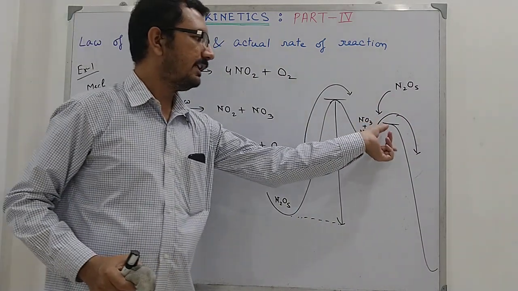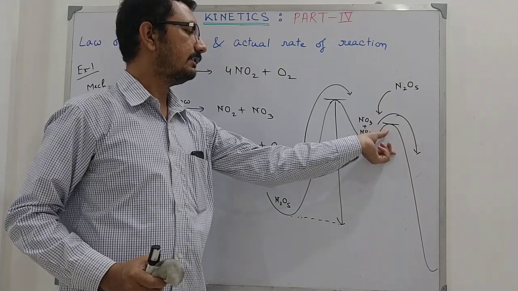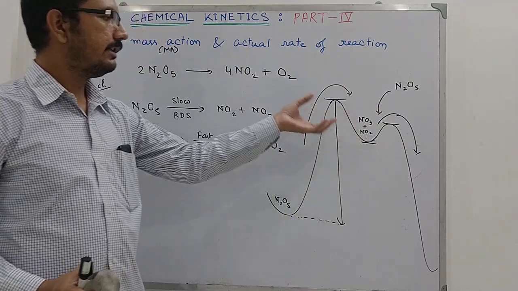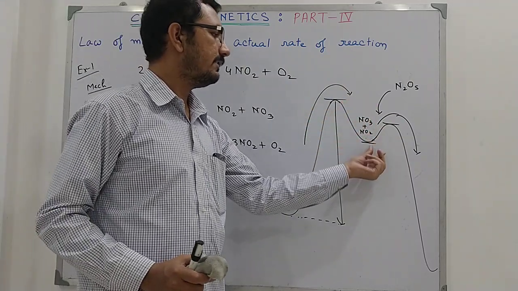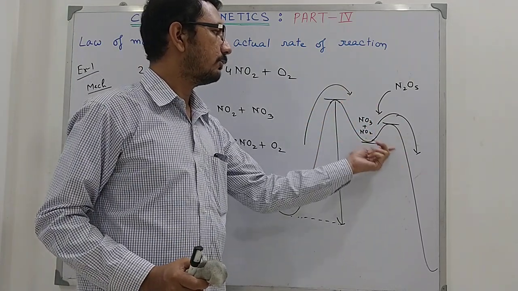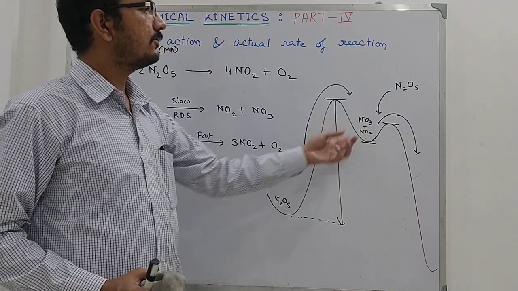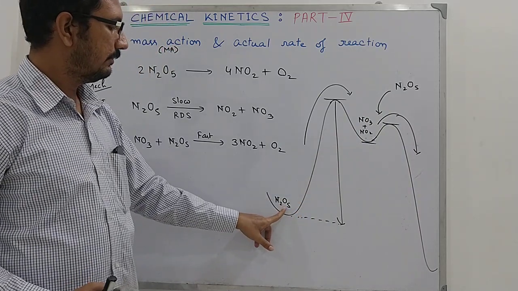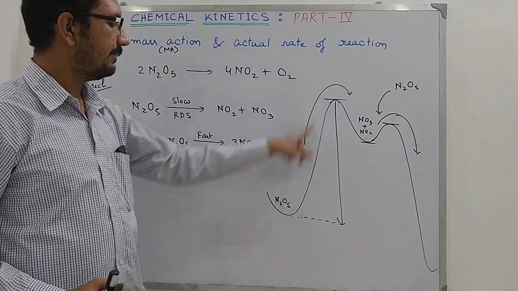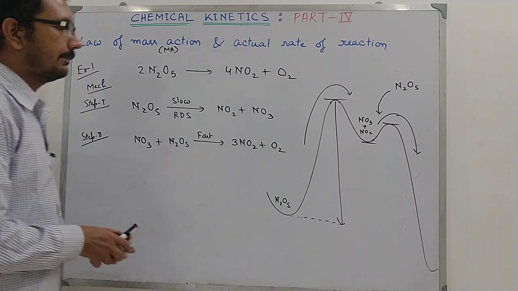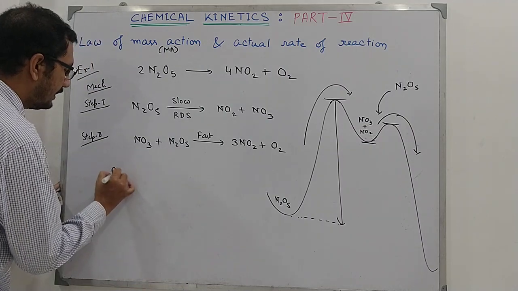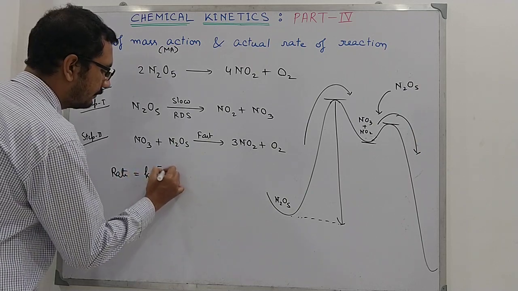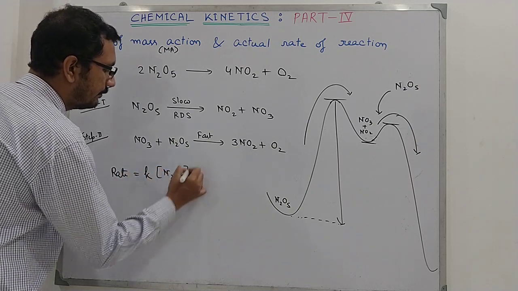Now this small barrier is much lower than the thermal energy of the system. So it is very easy for the thermal energy of the system to cross this barrier. So the reaction rate does not depend on this molecule. It only depends on the first N2O5 molecule that appears in the rate determining step. So we have the rate equation equal to the rate constant times [N2O5]^1.